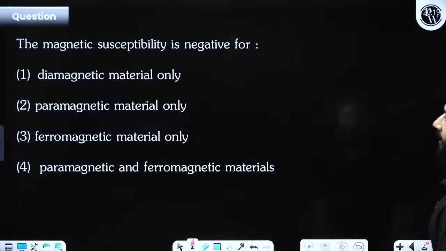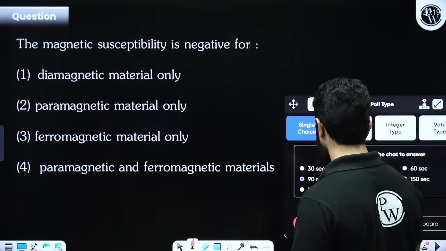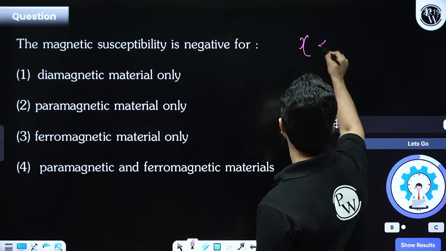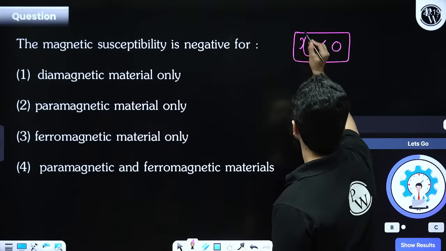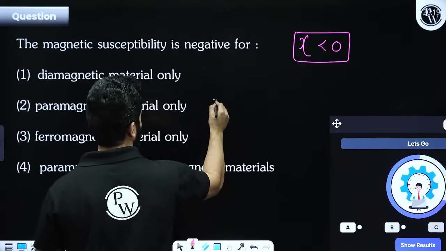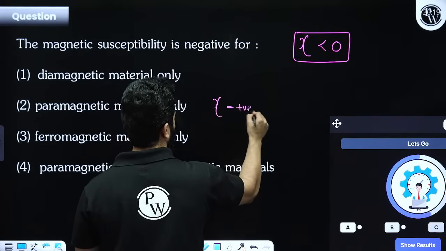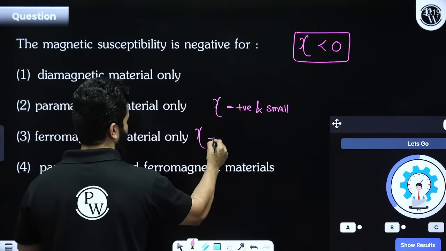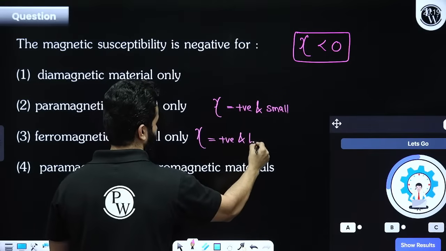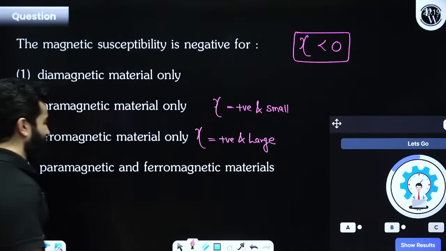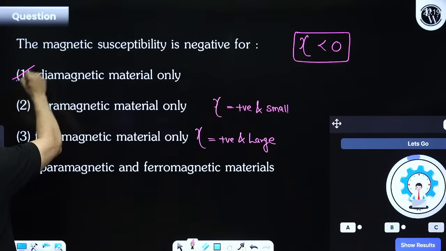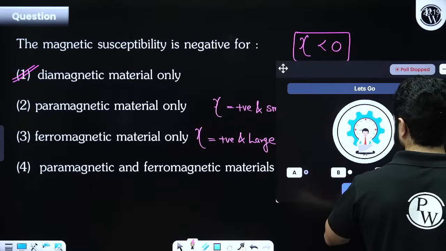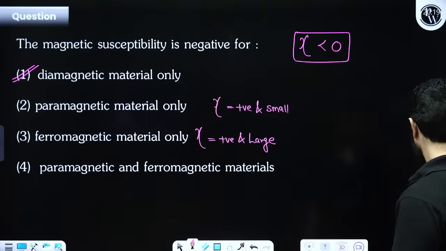Chalo. Next: the magnetic susceptibility is negative for which material? Very easy. For paramagnetic, magnetic susceptibility is positive and very small. For ferromagnetic, it is positive and large. So it's obviously going to be diamagnetic material. Susceptibility is negative for this. So option A is correct. Very good. Moving on to the next one.